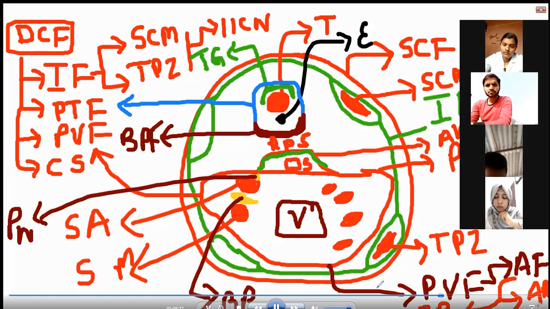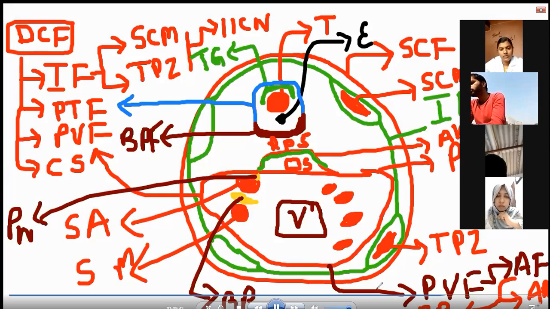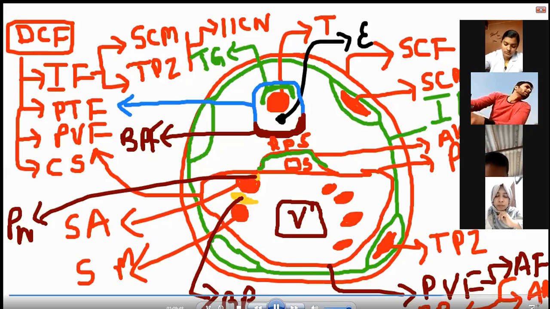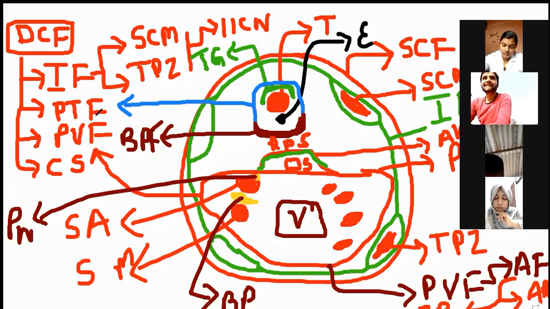Danger space. Okay, this is your which space? Danger space. And this danger space is very dangerous. Why? Because from this danger space, what is going to happen? Pus can move into the mediastinum. Pus can move into which region? Mediastinum. So these are your three fascias: investing fascia, pretracheal fascia, and prevertebral fascia.